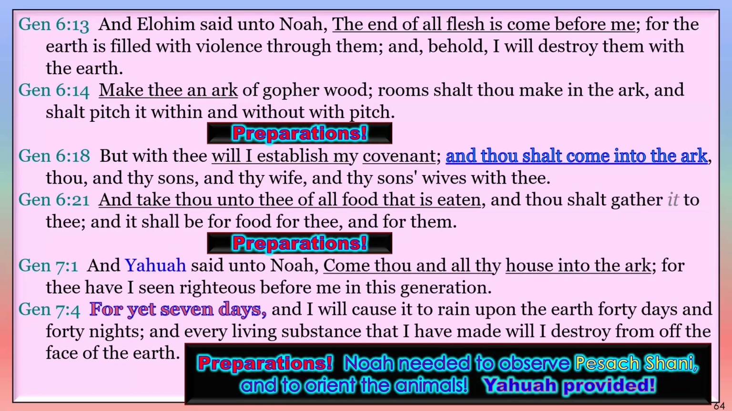Genesis 7, verse 1. And Yahuwah said unto Noah, come thou and all thy house into the ark, for thee have I seen righteousness before me in this generation. For yet 7 days, notice the emphasis, for yet 7 days, and I will cause it to rain upon the earth 40 days and 40 nights. And every living substance that I have made will I destroy from off the face of the earth. Again, preparations. Noah needed to observe Pesach Shani and to orient the animals. Yahuwah provided him with time.